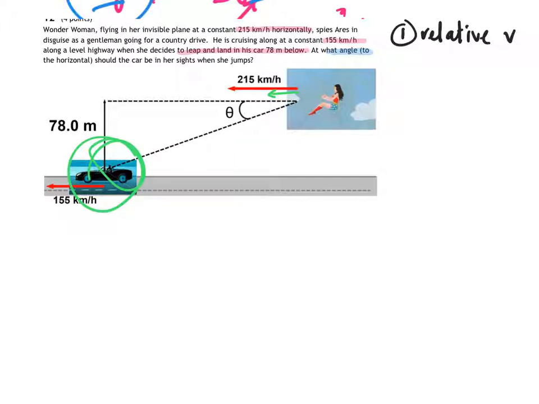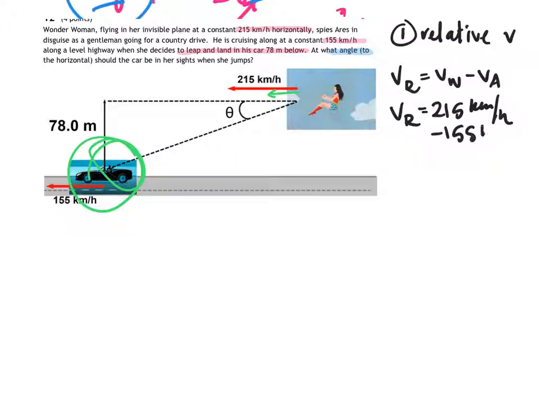What I'm doing is determining how fast is Wonder Woman moving relative to his velocity. So if I want to find what the relative velocity is, I'm going to take Wonder Woman's velocity minus Ares' velocity. I'm going to determine that, well, 215 kilometers per hour minus 155 kilometers per hour is in fact 60 kilometers per hour. I'm going to write with a smaller pen on here because that's pretty hard to see.